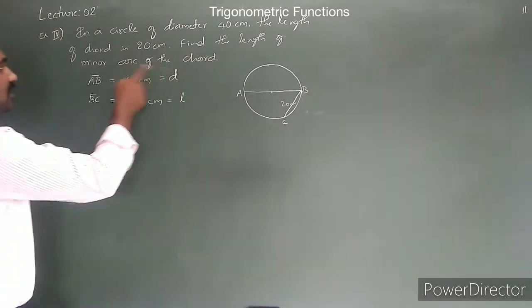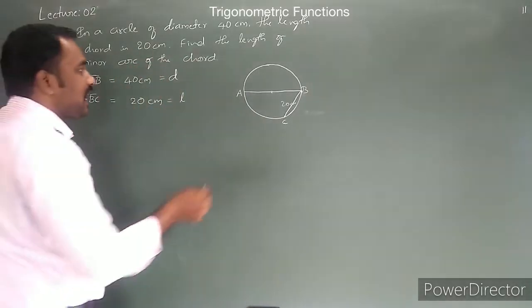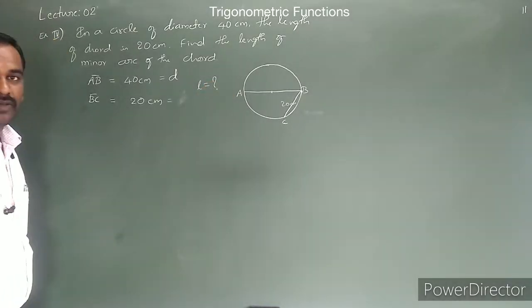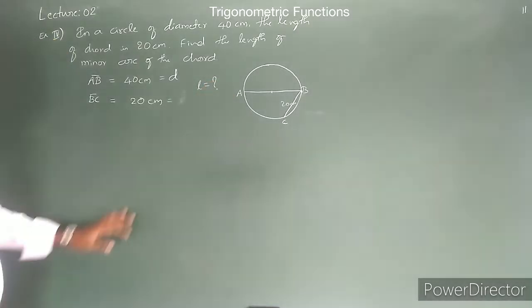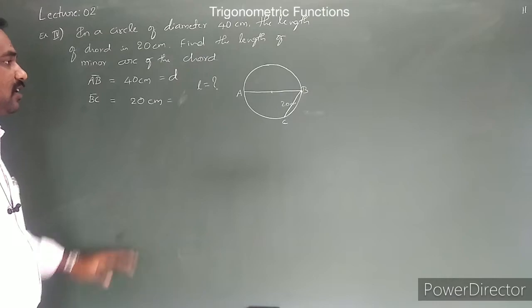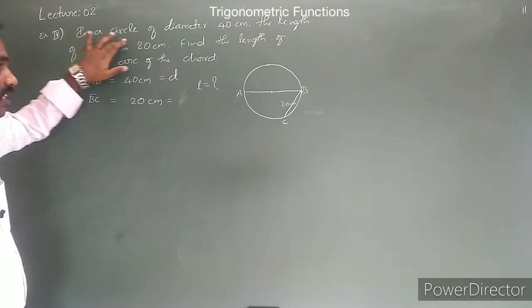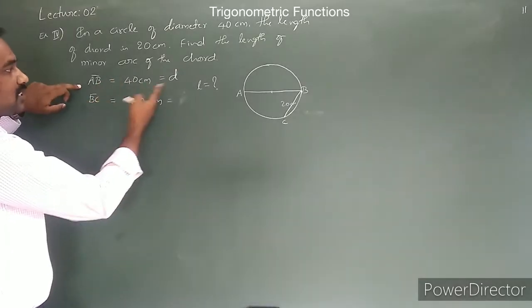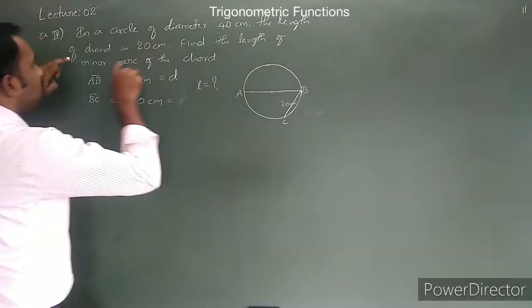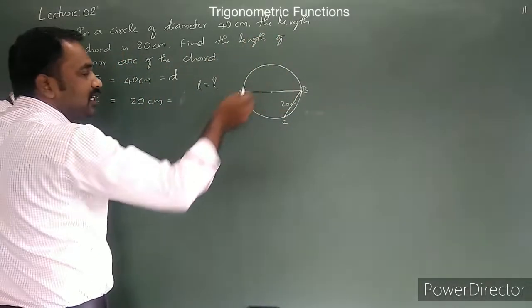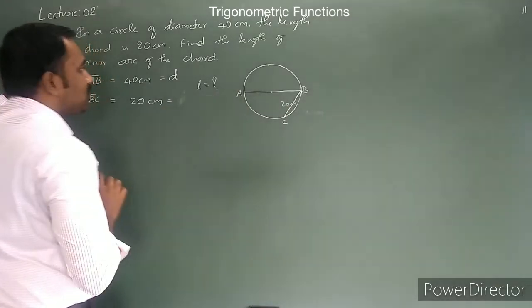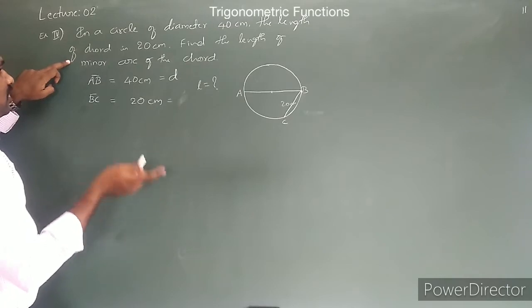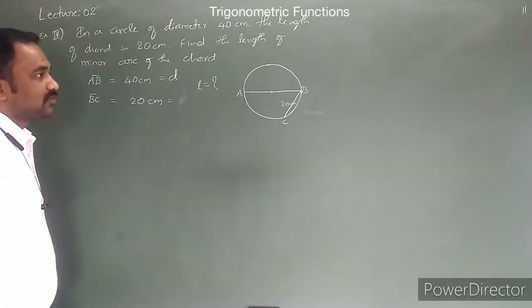Minor arc of the chord. Now we need to find the arc length. Arc length is nothing but the L value we are required to find. So once again, clearly observe what the given problem is. In a circle, the diameter of the circle is 40 centimeter. One chord in the circle has length 20 centimeter. Then find the length of the minor arc of the chord.